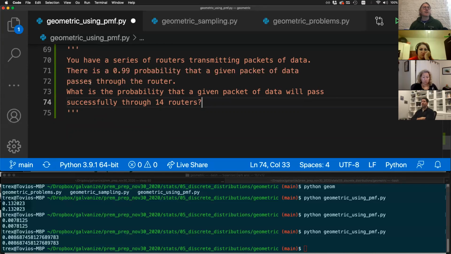Okay, so you have a series of routers transmitting packets of data. There's a 0.99 probability that a given packet of data passes through the router, right? What is the probability that a given packet of data will pass successfully through 14 routers? So yeah, how would you solve that? And I'm not asking you to solve that right now. I'm asking how would you solve this? How do you think about solving it?